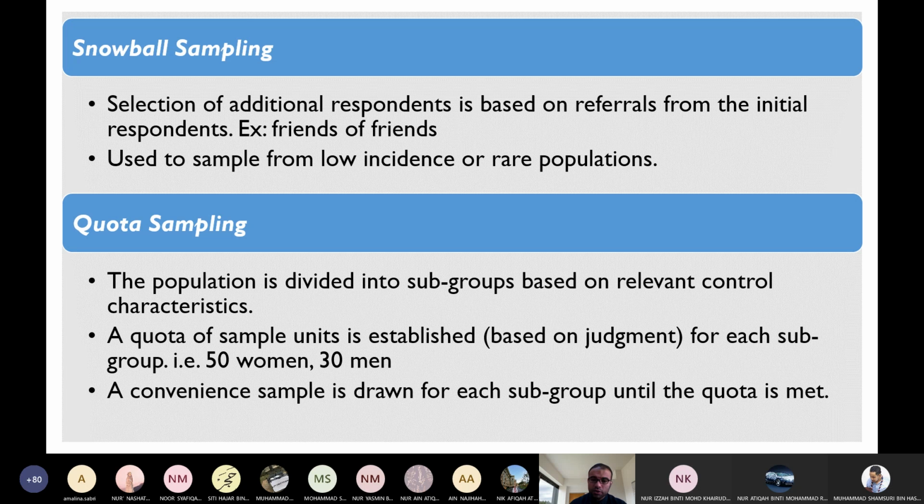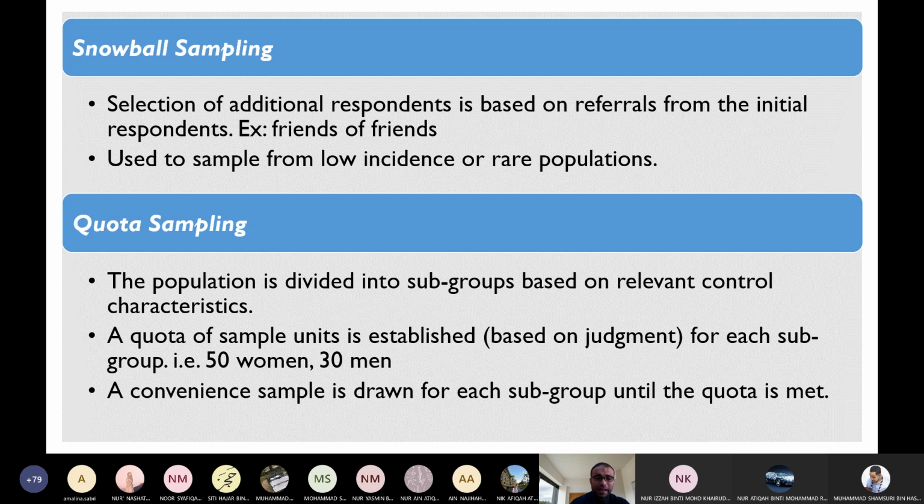Snowball sampling is quite famous when we study a phenomenon that is really rare and not many people are aware of it. So when we find someone, we ask this person to refer us to another potential participant, and this participant refers us to another participant, and so on. If it is based on referral, it will be like snowball sampling.